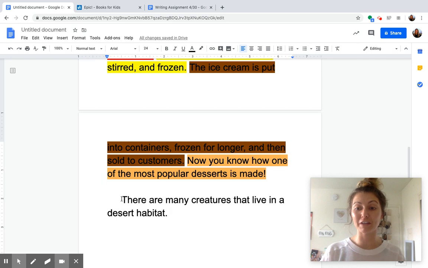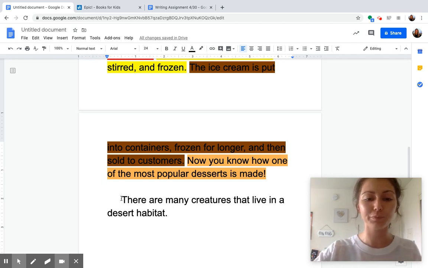I could even fix this to make it a great topic sentence, make it a little bit more exciting and engaging. I've seen a lot of topic sentences like this one. There are many creatures that live in a desert habitat. But it's not that exciting. I want to challenge you to make it a little bit more engaging. So I could say, you may be surprised to find out that there are many creatures that live in a desert habitat. When we think about the desert, we think about how dry it is. So you actually might be surprised to know that there are lots of creatures that live there.